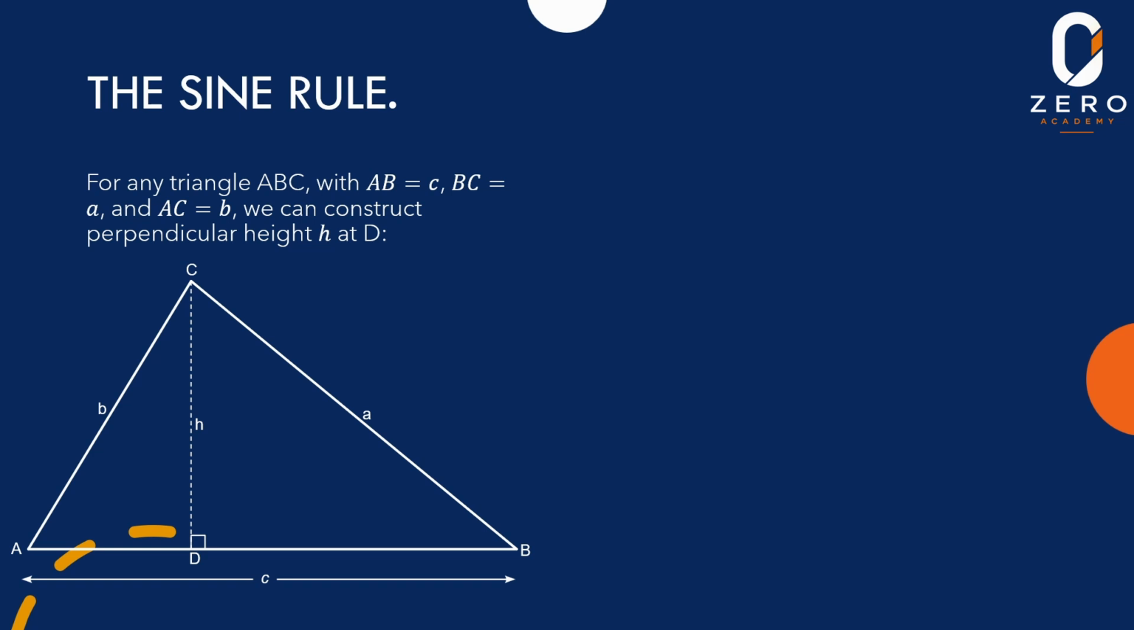For the sine rule, for any triangle ABC with AB equal to C, BC equal to A, and AC equal to B, we can again construct a perpendicular height H at D. Let's look at triangle CAD, and we'll notice that sine of angle A is equal to opposite over hypotenuse, which is equal to H over B. And making H the subject of the formula, we'll have H is equal to B sine of A. And in triangle BCD, again, sine of angle B is equal to H over A, and again making H the subject of the formula, H is equal to A sine of B.